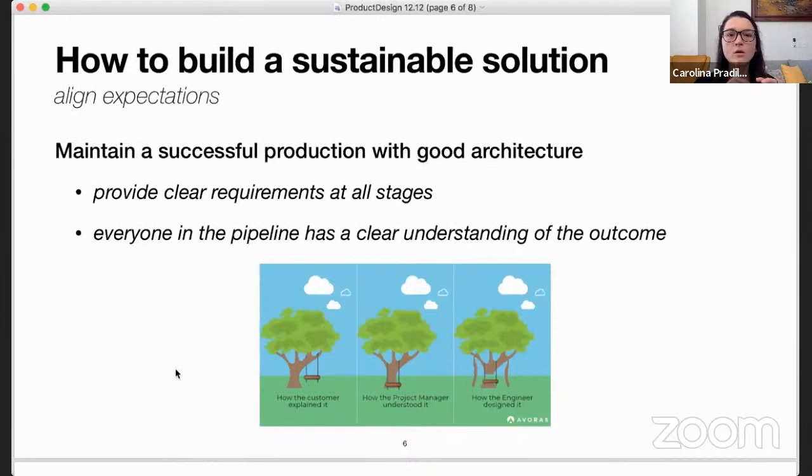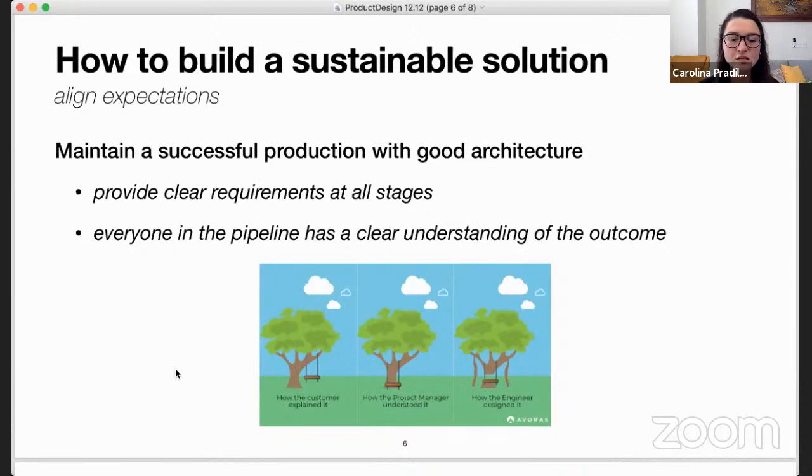So when approaching product design with the mindset that I understand my customer and I understand my solution in simple terms, then I can create a very nice blueprint that will align expectations for everybody in the team, especially.